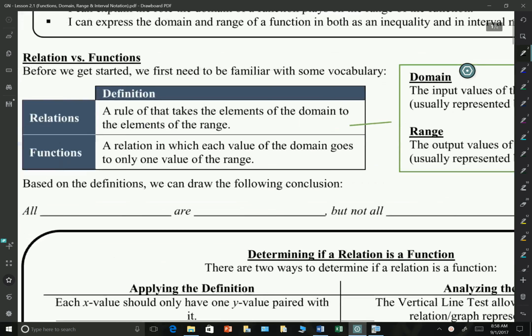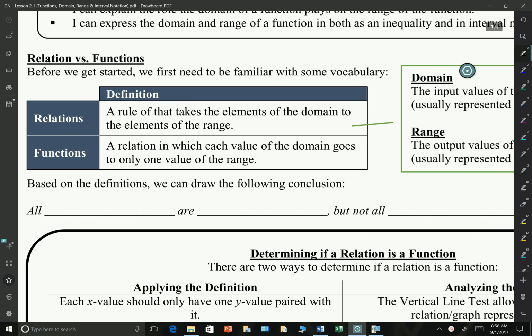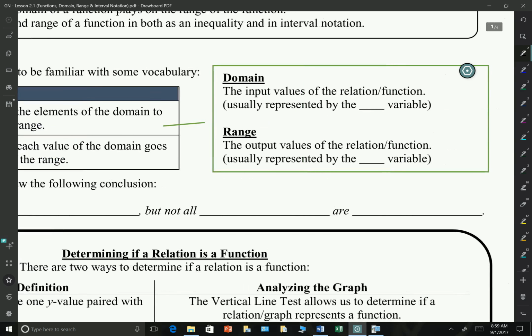All right, so relations. It's anything that pairs an element of one set to an element of another set. Ordered pairs, equations, points on a graph. Relations just take one variable, relate it to another variable. In this case, we say it takes an element of the domain and relates it to an element of the range. Everything that we can deal with when we start graphing is a relation. A function is a special type of relation. It's a relation where each value of the domain only goes to one value of the range, which is a very mathematical definition. Domain is the x variables.